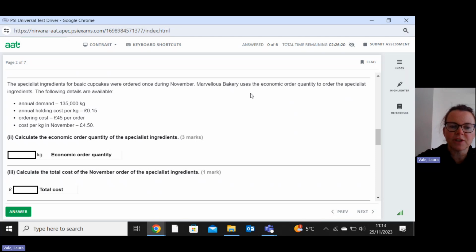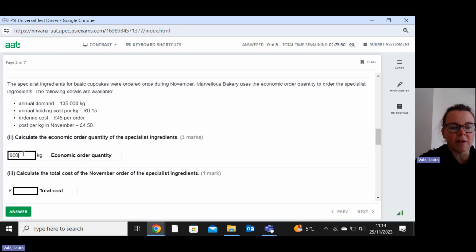There's a formula that you have to know, which is the square root of 2 times the ordering cost times the annual demand, divided by the holding cost, and then don't forget to press your equals button followed by the square root key, depending on what kind of calculator you're using, obviously. And in this case, feeding that data into the formula should give you an answer of 9,000 kilograms.